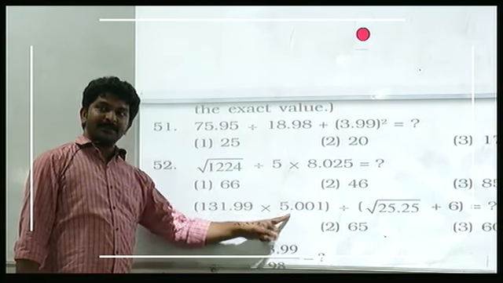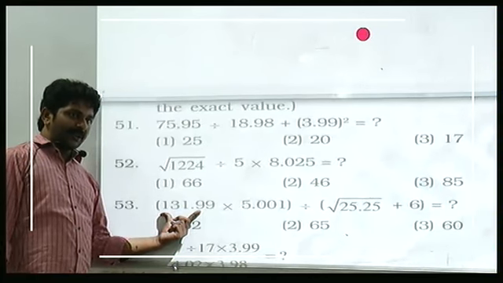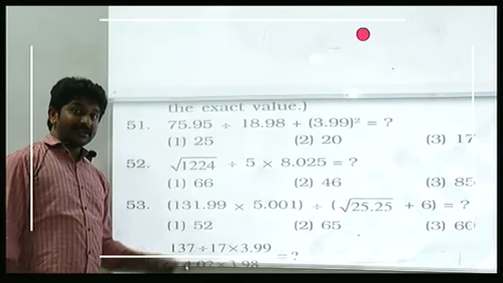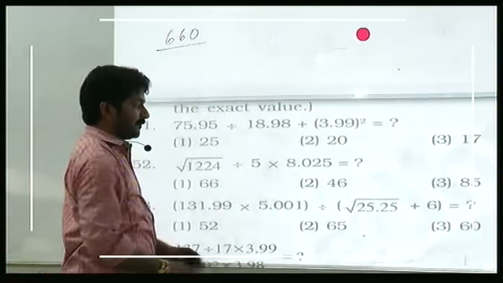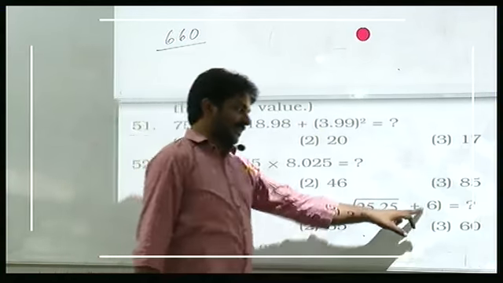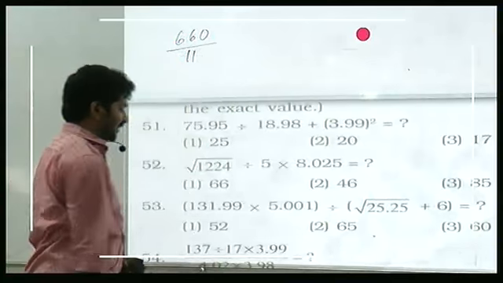132, 5 times. Take 10 times and then make it half. 132 10 times, 1320. Half of that, 660. 660 divided by under root 25 plus 6. Under root 25, 5. 5 plus 6, 11. So this number divided by 11, 60.